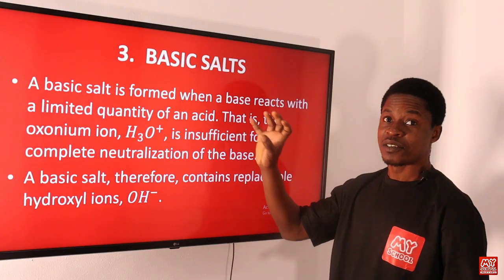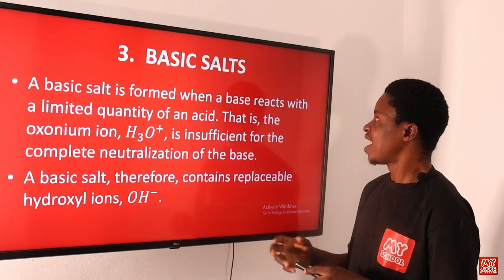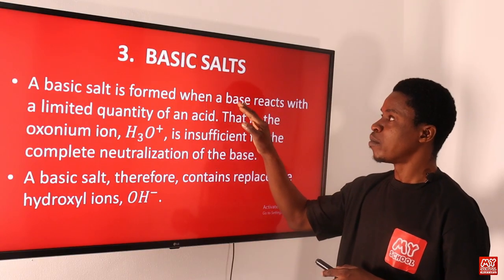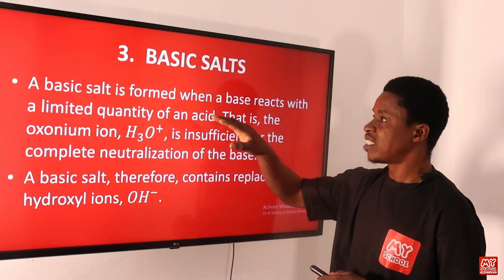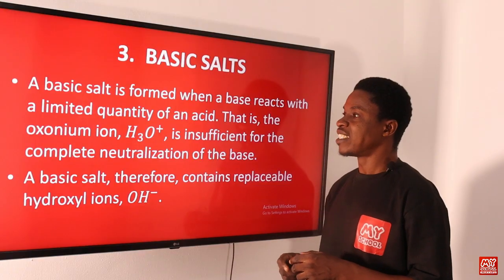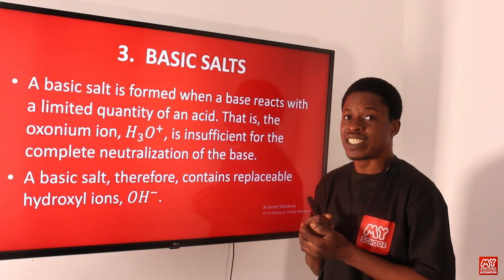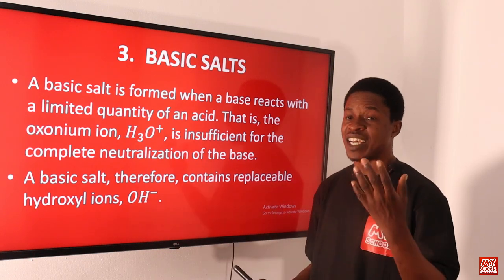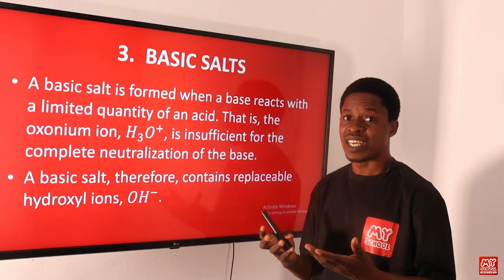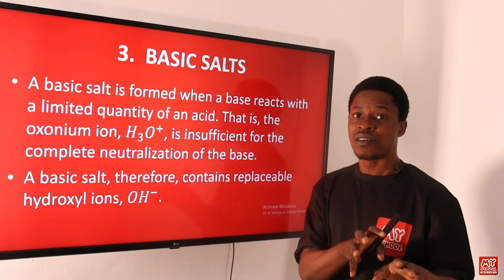Basic salts. This is the third type of salts that we have. A basic salt is formed when a base reacts with a limited quantity of an acid. Just as the name implies, basic salt, okay? A basic salt is formed when a base reacts with a limited quantity of an acid. So, which means that we have a small quantity of acid, the proportion of the volume of acids that reacted with the base are not proportional, they are not the same, okay? So in that case, we have excess of bases reacting with what?